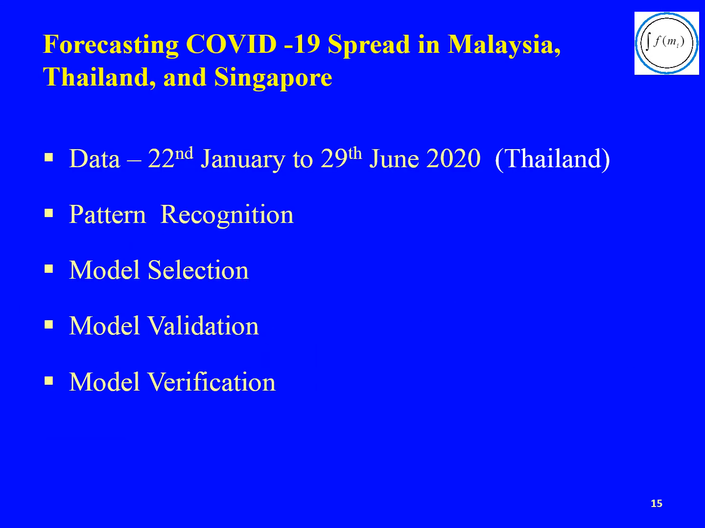This is one example I highlighted. I picked one research paper, forecasting COVID-19 spread in Malaysia, Thailand and Singapore. In this paper I pick only one country, Thailand, as an example. The data is for daily infected cases during the period, and this data was obtained from WHO. This part consists of pattern recognition, model selection, validation and verification. My requirement is to explain the model-based analysis to you in a simple manner.